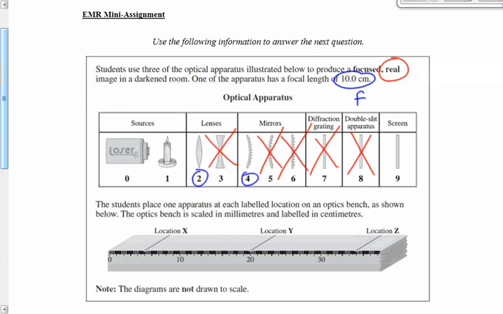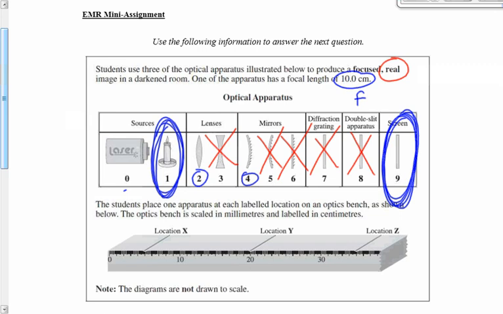What else are we going to have? Well, if we want to produce a real focused image, we're going to definitely need to use a screen. Okay, this is a done deal. We've got to use a screen. If we want to produce an image of an object, technically we could use either a laser or a candle. If I was writing this test, I would have absolutely picked the candle. But this was keyed to accept object 0 or 1, the laser or the candle.